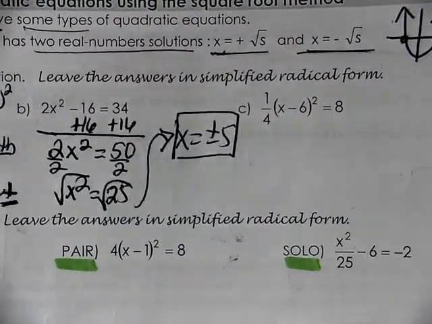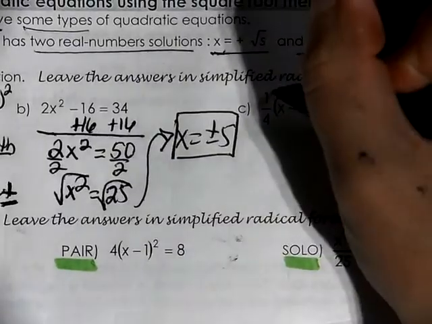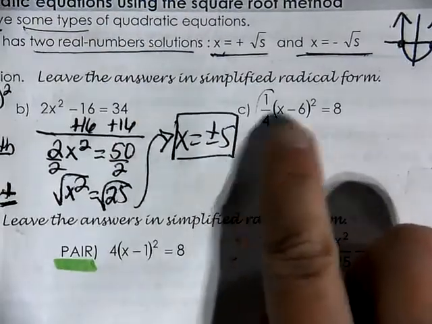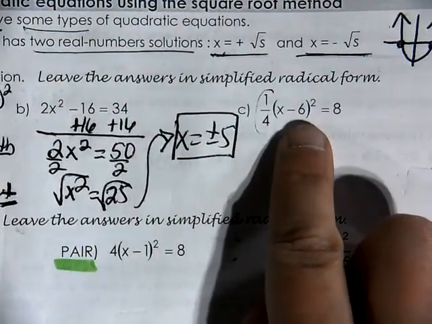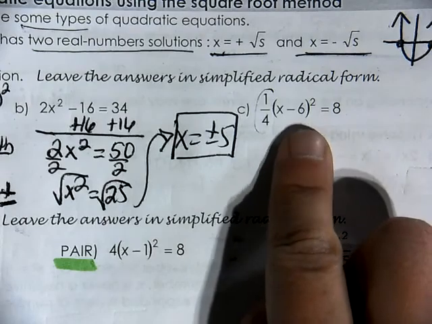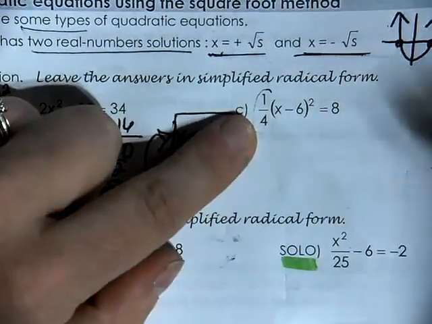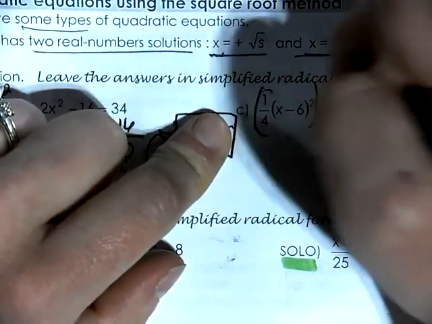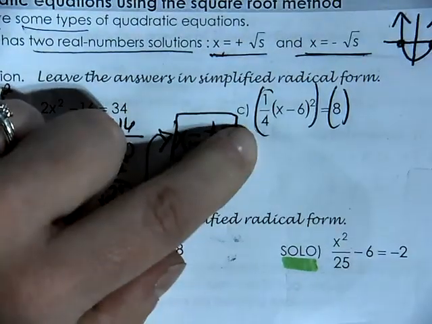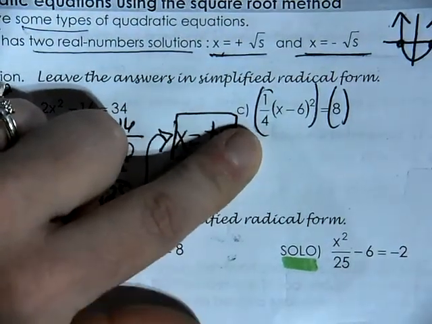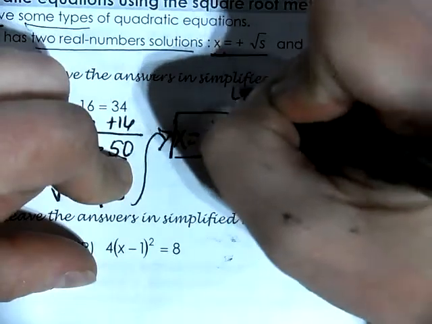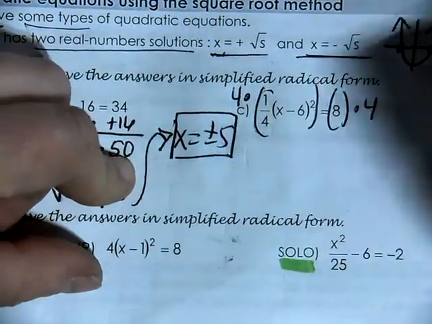Let's look at letter C. For letter C, I need to get rid of this 1/4 that's on the outside of the parentheses. Whenever you want to get rid of a 1/4, the best approach is to multiply both sides by the reciprocal, or the common denominator. The only denominator that we have in this case is 4. So I'm going to multiply both sides by 4.